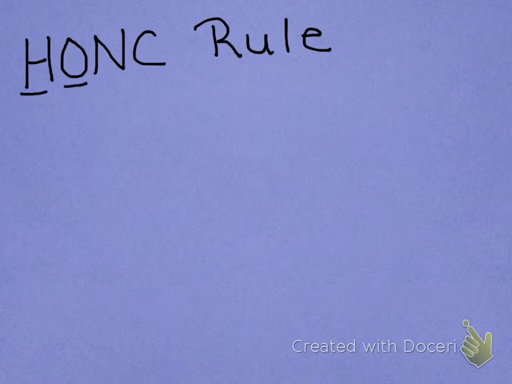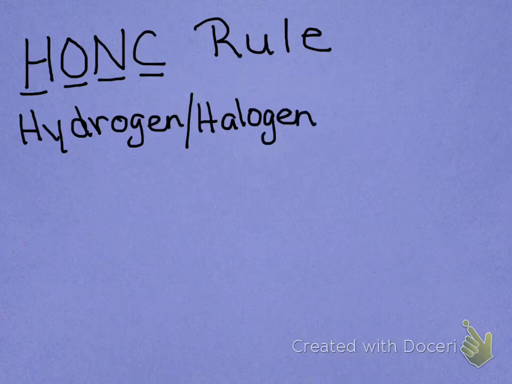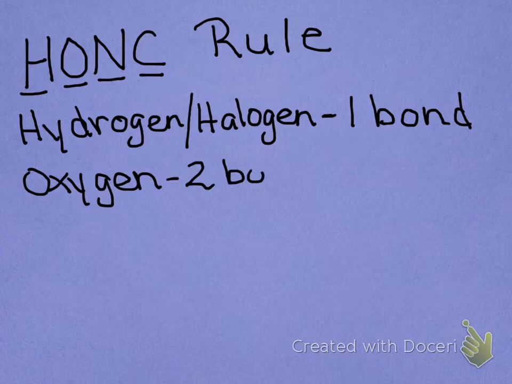So honk is an acronym. Okay, we're going to look at the first letter. H stands for hydrogen, but not just hydrogen, it also stands for halogens. And what I want you to remember is that hydrogen and the halogens can only form 1 bond. O stands for oxygen, and oxygen can only form 2 bonds.